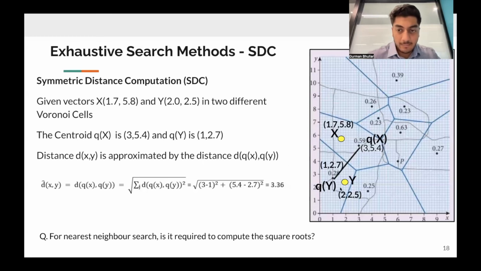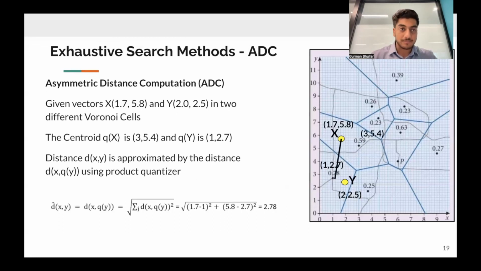Let's take an example. There are two points, x and y. y is represented by its centroid value q(y), and x is represented by its centroid value q(x). And we are finding the distance between these centroid values, not the actual values. That's what symmetric distance calculation is. One particular question is whether we need to calculate the square roots. The answer is no, because square root is a monotonic function, so the ranking would be the same for sure.